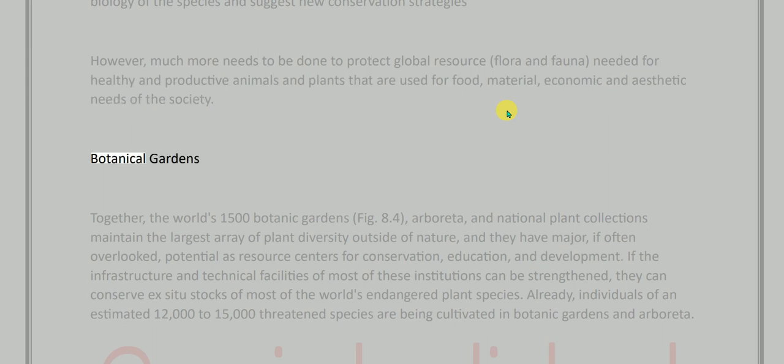Botanical gardens. Together, the world's 1,500 botanic gardens, Fig 8.4, arboreta, and national plant collections maintain the largest array of plant diversity outside of nature, and they have major, if often overlooked, potential as resource centers for conservation, education, and development. If the infrastructure and technical facilities of most of these institutions can be strengthened, they can conserve ex situ stocks of most of the world's endangered plant species. Already, individuals of an estimated 12,000 to 15,000 threatened species are being cultivated in botanic gardens and arboreta.